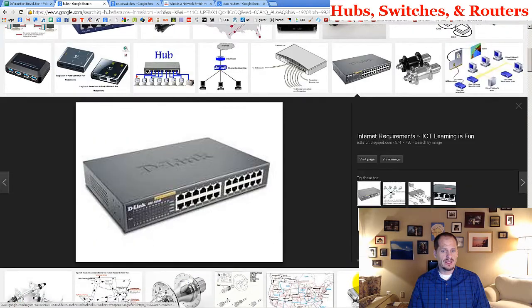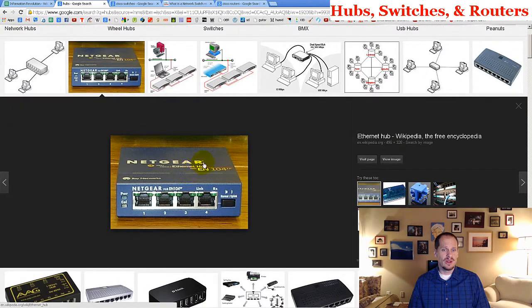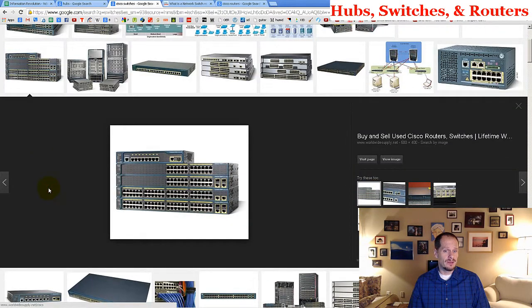And here's even something else that comes up with hub. That's a little bit better. Looks a little bit newer. Let's stick with these here though. Here's an old hub. It even says hub on it. A hub is a way we can connect a few computers together. So that's a hub. A switch is a more sophisticated, larger way we can connect a lot of computers together.